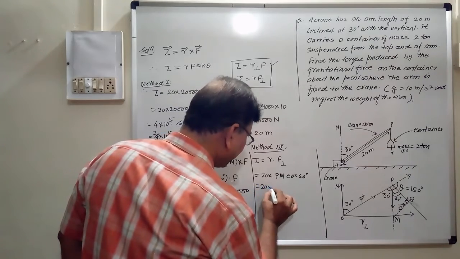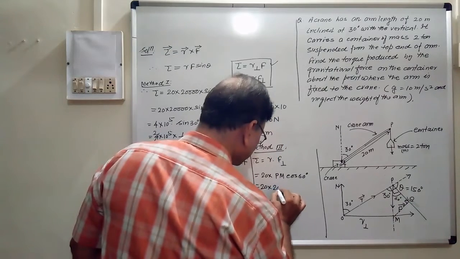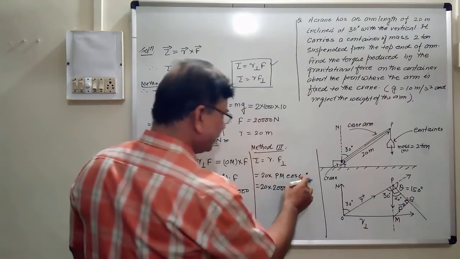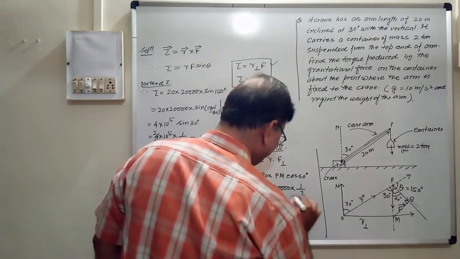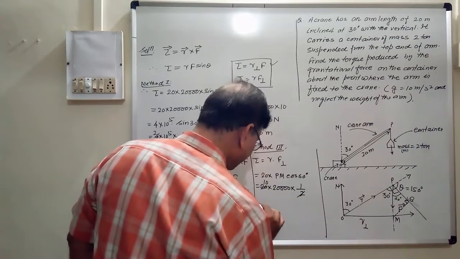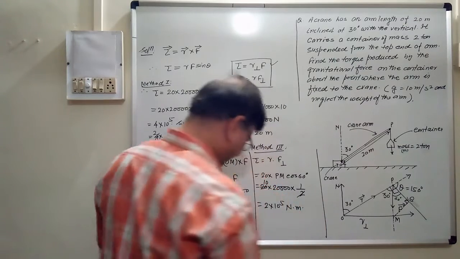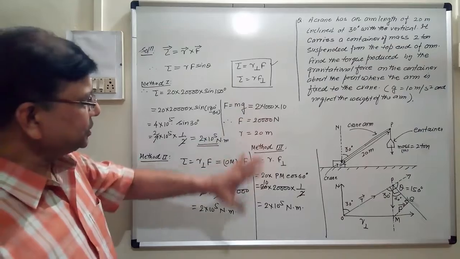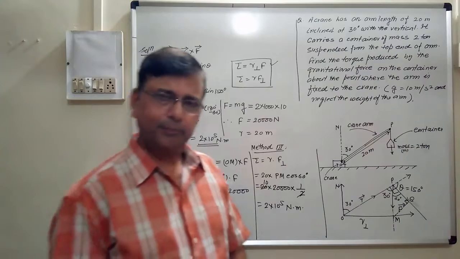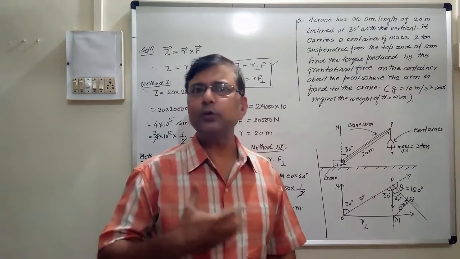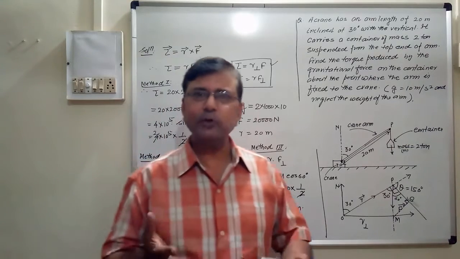That is 20 into, what is PM? PM is the force, and force is 20,000 Newton. So 20,000 I will write, and cos 60 is how much? Cos 60 is equal to sin 30, that is 1 by 2 again. So 10 times it will go, and we will get 2 into 10 to the power 5 Newton meter. This way, one question in 3 different ways we could find the torque acting on the crane arm. All 3 methods we should be able to use, that I wanted to tell you over here. Some more questions I will be solving.